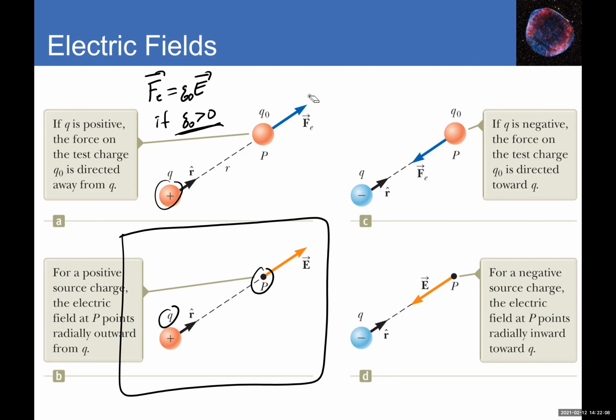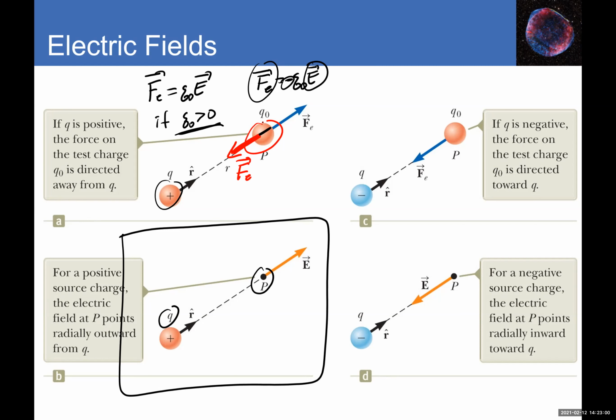What if this was a negative test charge? Going back to this equation, Fe equals Q times E. If Q naught was negative, then Fe equals negative of E, which means the direction of the force would be opposite. So the force would be in this direction, which should also make sense: a negative charge is attracted toward the positive source charge rather than being repelled by it. So if the test charge is negative, the force acting on it would be in the opposite direction of the electric field.